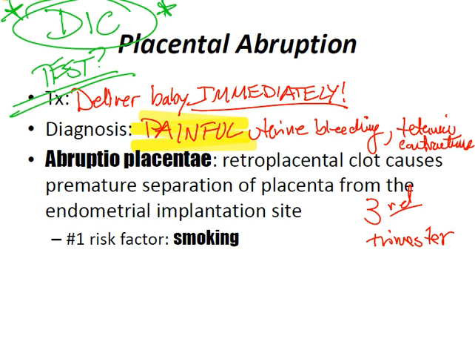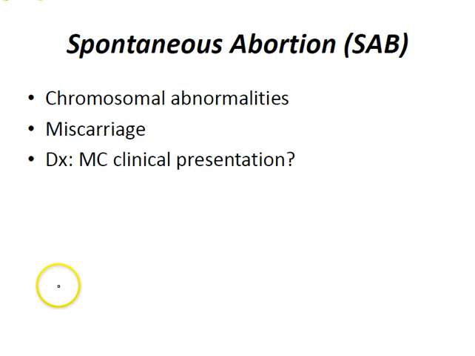Now, abruptio placentae is a retroplacental clot that causes premature separation of the placenta from the endometrial implantation site. The number one risk factor is hypertension. Smoking is a big one too, but hypertension is the big daddy. Others include cocaine use, previous abruption, older mother, etc. Maternal trauma, especially motor vehicle accidents, can lead to placenta abruption as a result of deceleration forces. So that's what abruptio placentae is all about.